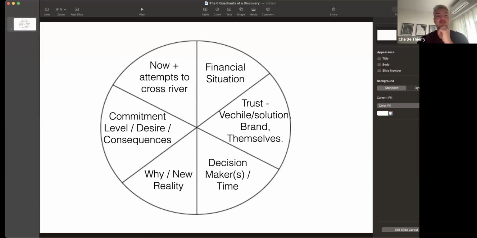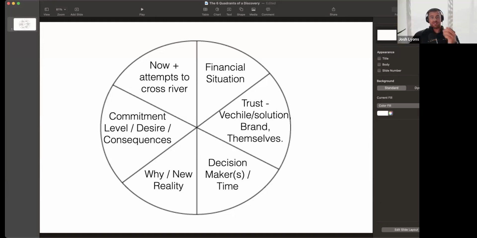First pillar, now plus attempts to cross the river. Something I notice, especially in my space, is that these people are typically booking multiple calls with other coaches, courses, and all that different thing. Is that something I weed out in the first pillar, now plus attempts to cross the river, that they've booked calls with multiple people? And if so, if they have booked multiple calls, do I even proceed with the rest of the call from there on, or how do I proceed from that?